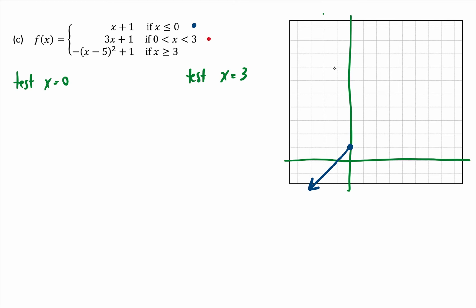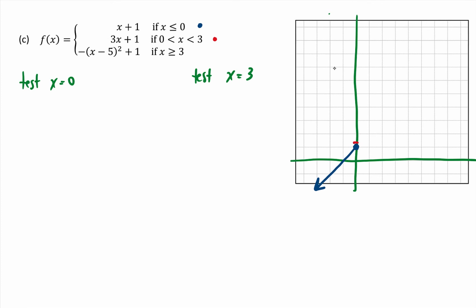The second piece is also a straight line, and at 0, it has a value of 1, but it can't equal that. It has a slope of 3, so that's up 3 and over 1. And when it reaches this point, it also has a hole here. And that hole would be at, if we sub in there, that'd be at 10.